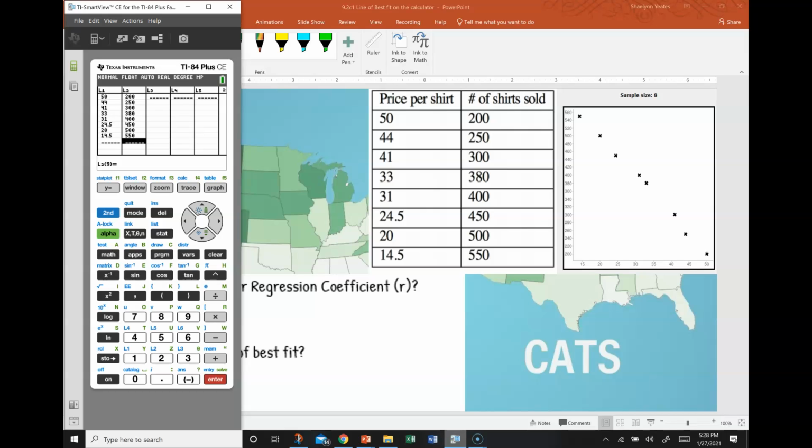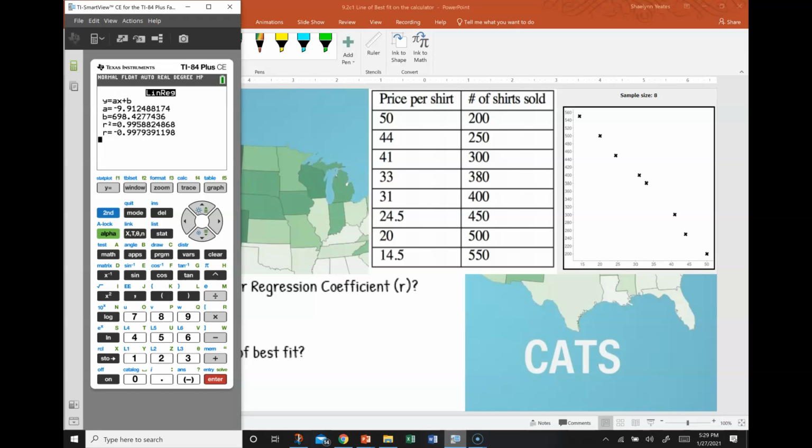Okay, now I'm going to press stat again, go over to calculate. I'm going to find linreg, right there, number 4. Now make sure that's L1, L2, and I want to store this equation in my y equals. So I'm going to push vars, y vars, function, y1. I'm going to press enter 2 more times. And here's all of my information.